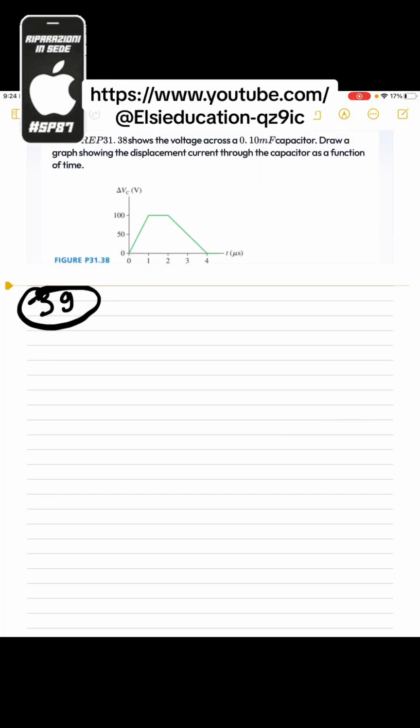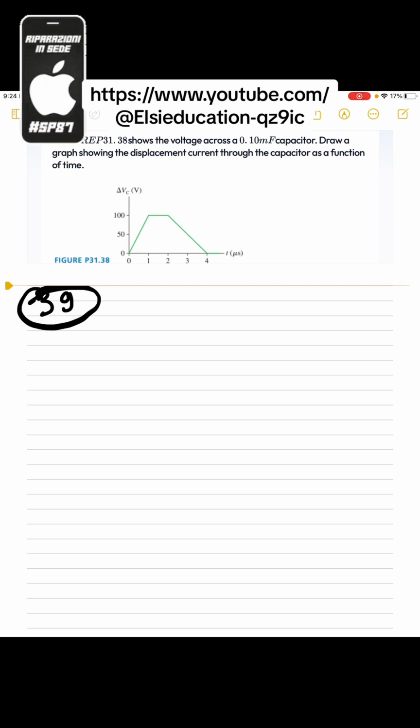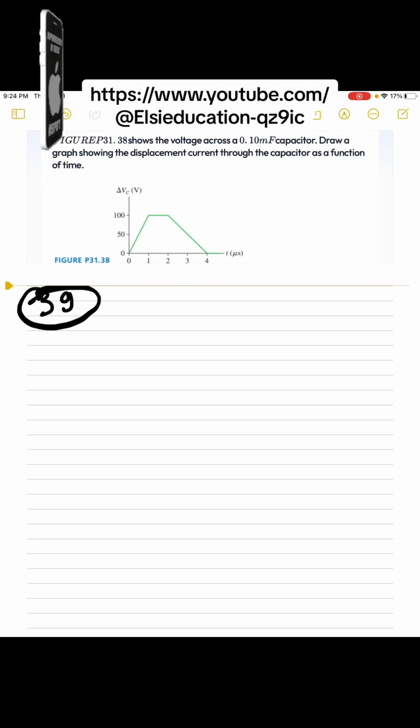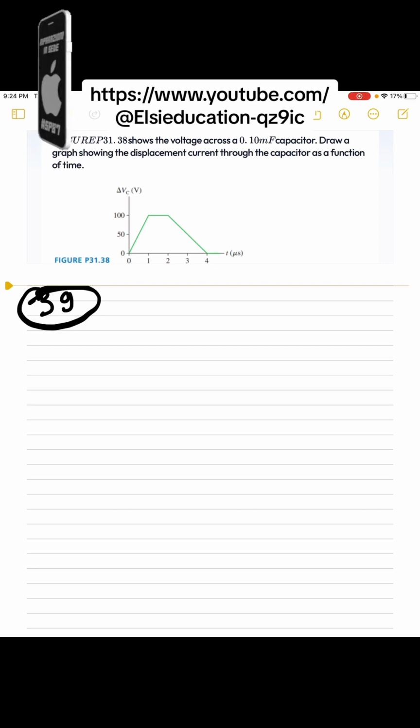Welcome back with another tutorial of a physics problem, and this one we're going to solve. It has to do with a graph of voltage in relation to time in microseconds. So just before answering the questions, I'm going to take out the information that I have from the graph.